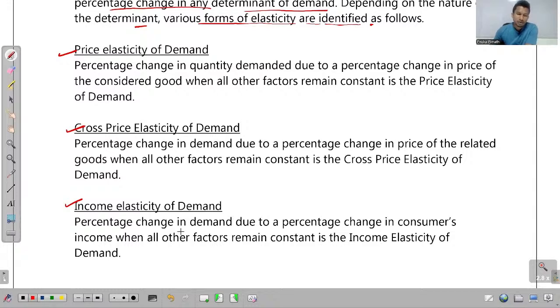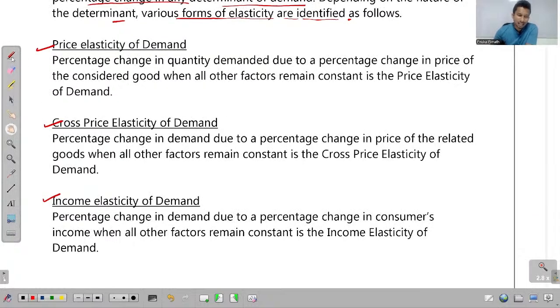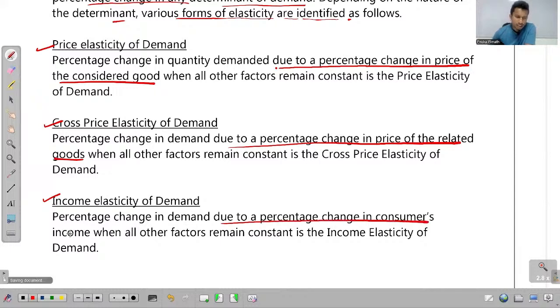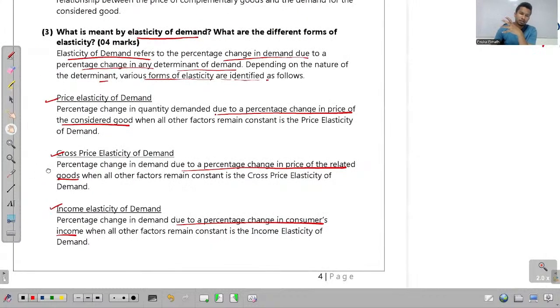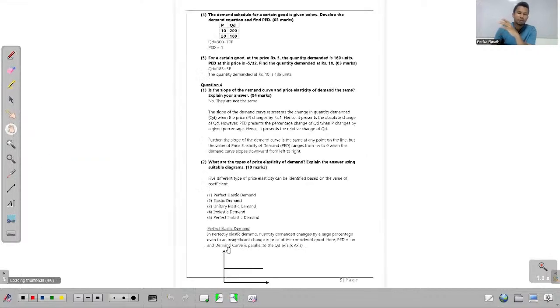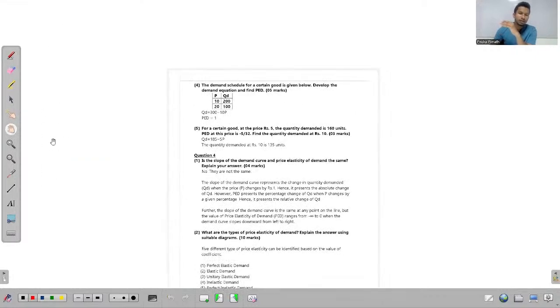right? So it's the same definition. I have only changed this. See, now the first one says percentage change in quantity demanded due to a percentage change in price of the considered good. Here, due to a percentage change in price of the related goods, and due to a percentage change in consumers' income. I have only changed that. So that way you can develop the definition, right? So come to the fourth part.